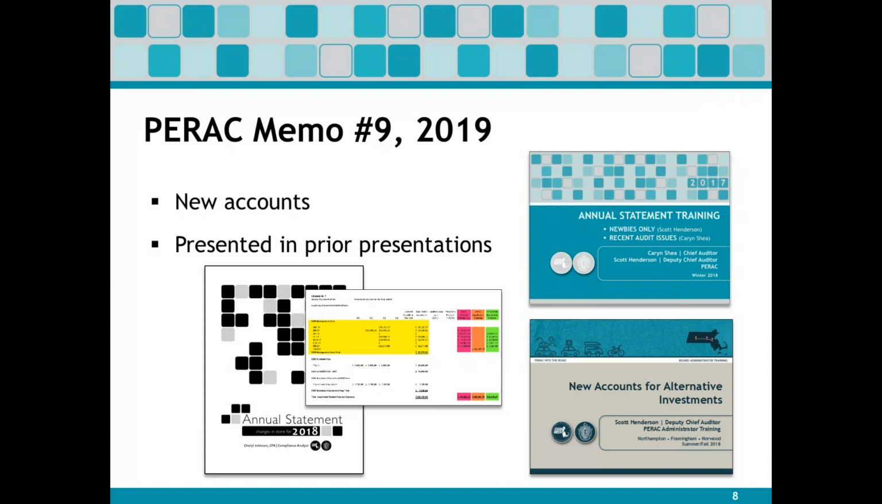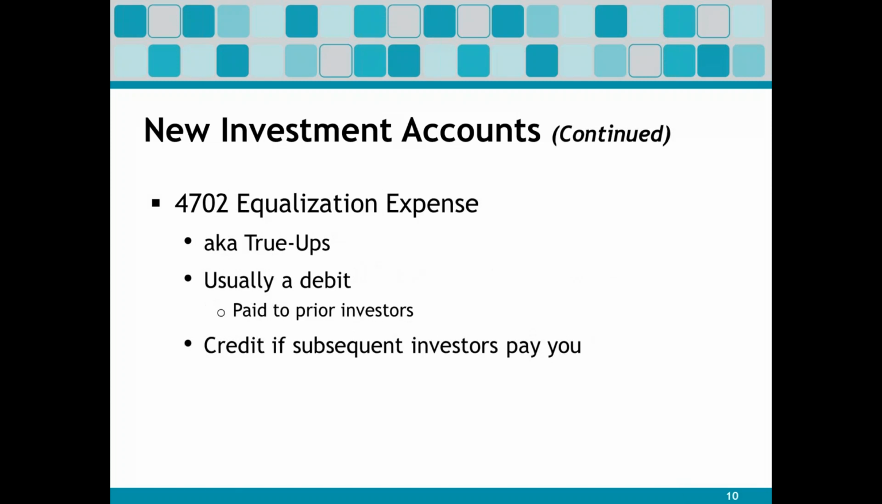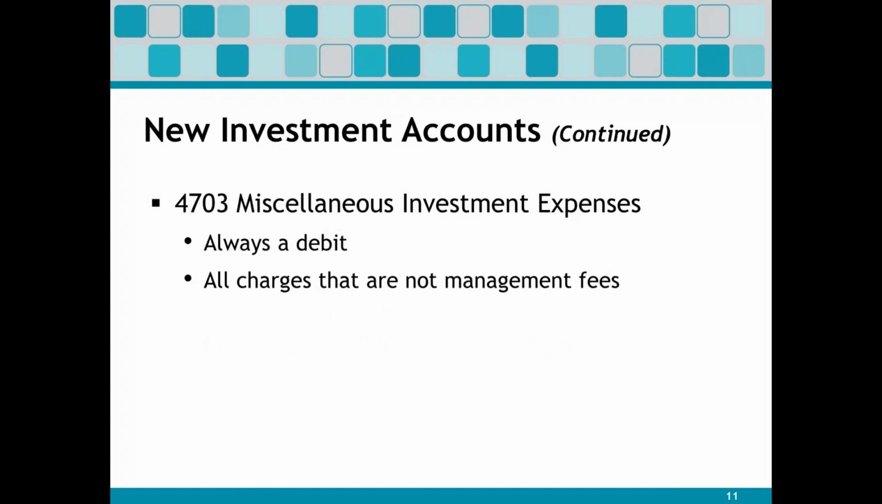I'm not going to redo the administrator basics training, but the first account is 4701 for carried interest. The second account is 4702 for the equalization, when the later investors pay the earlier ones. And then 4703 is for miscellaneous investment expenses.